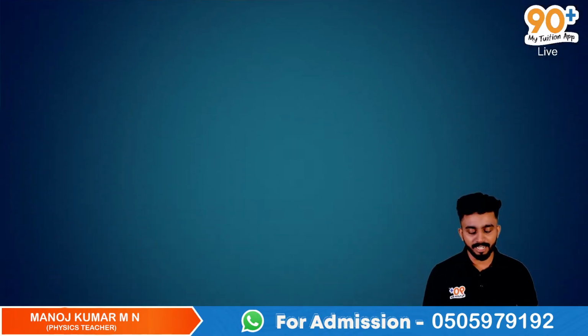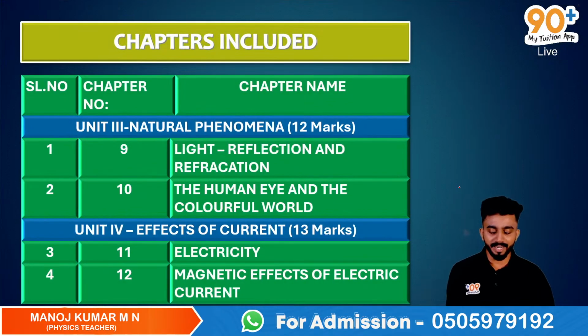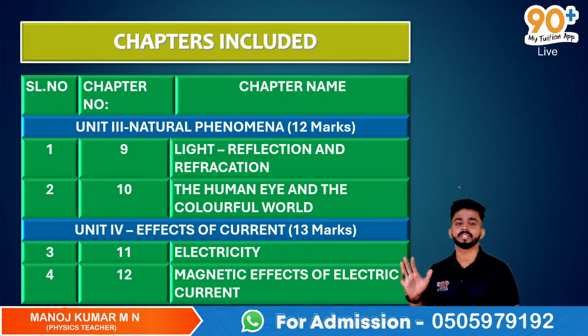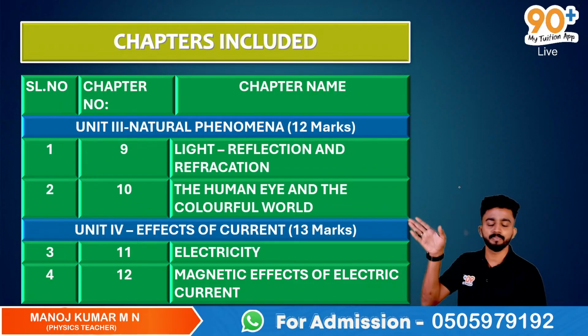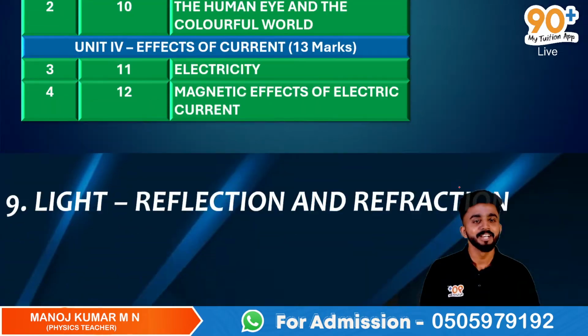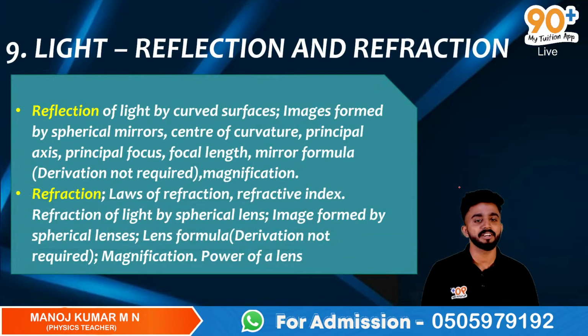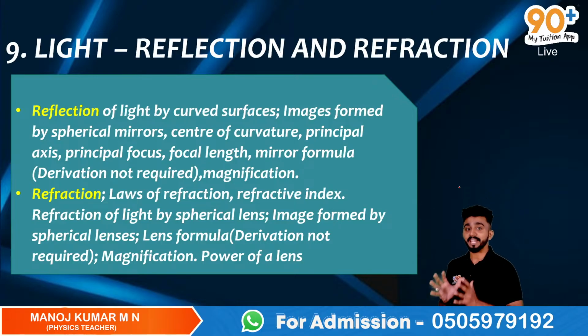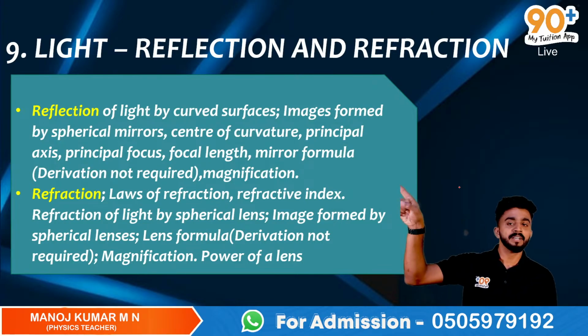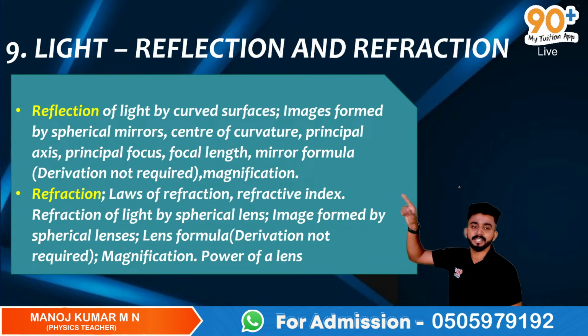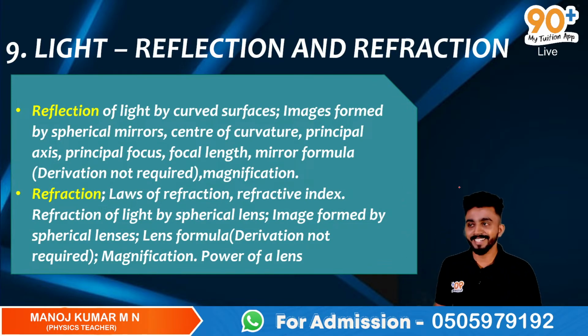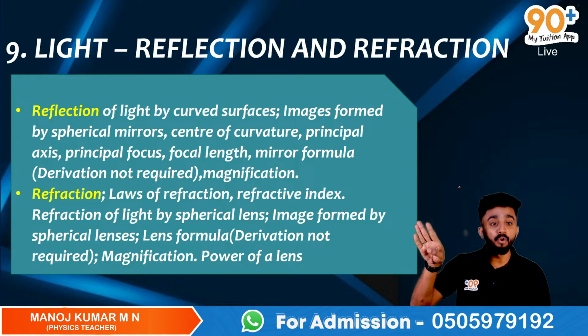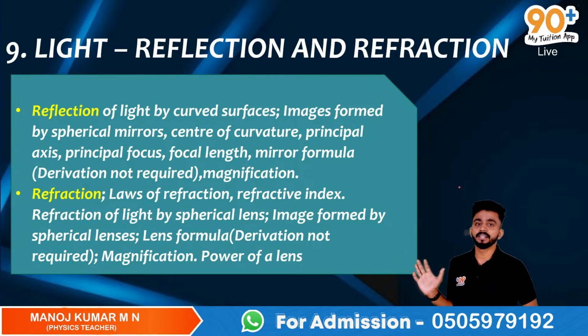So let's check out some important concepts of the light chapter. When it comes to the grade 10 syllabus, the major chapters are light, reflection, refraction, human eye, electricity, and magnetic effects. In physics, these are the major chapters you have in grade 10. In reflection, you have to learn the different image formations of spherical mirrors, and the different terms such as center of curvature, principal axis, principal focus, focal length, mirror formula, and the magnification concept. The derivation of the mirror formula is not needed.